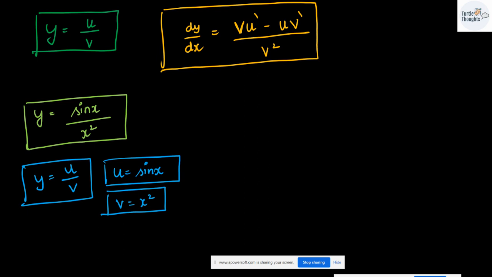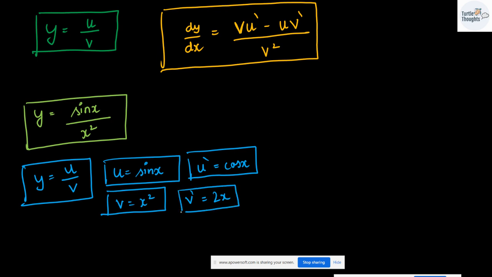I have the value of u, I have the value of v. I can find out the value of u dash. U dash is the differential of u. U is equal to sine x. The differential of sine x is going to be cos x. I have the value of v. The differential v dash is going to be the differential of x squared, which is 2x. I have the values of u dash, v and v dash. I can substitute the same in this formula.